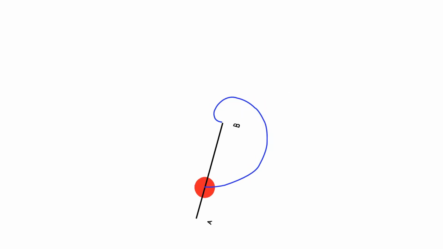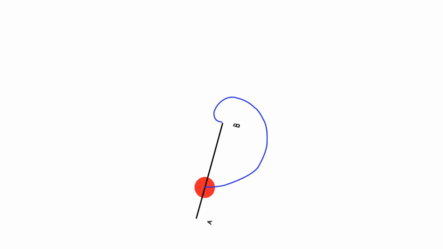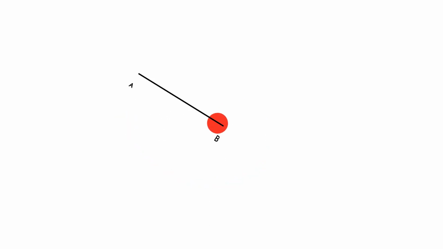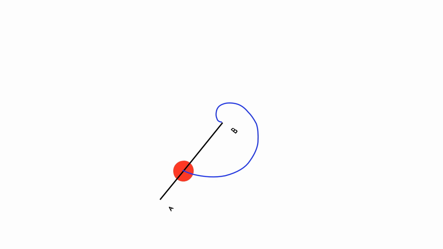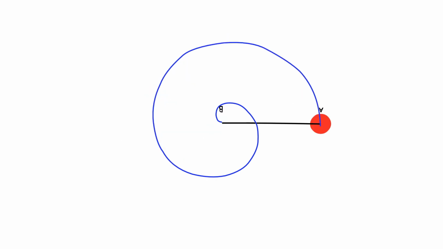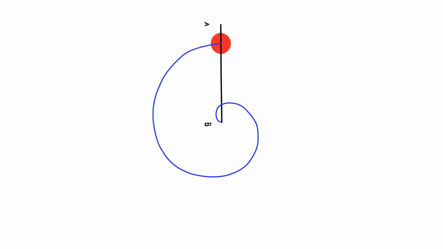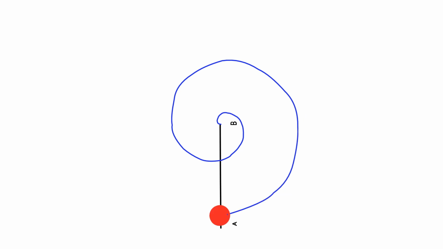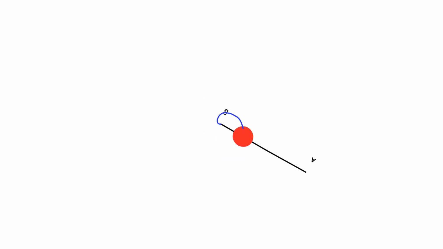Here, the body from point B reaches the point A after moving around it once. This is called the Archimedean spiral with one convolution. When the body reaches from B to A after moving around it 1.5 times, then it will be called Archimedean spiral of 1.5 convolutions. And if the body reaches from B to A after moving around it twice, then it will be called Archimedean spiral of 2 convolutions.